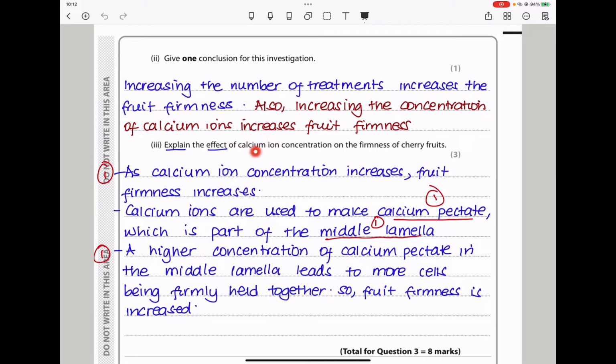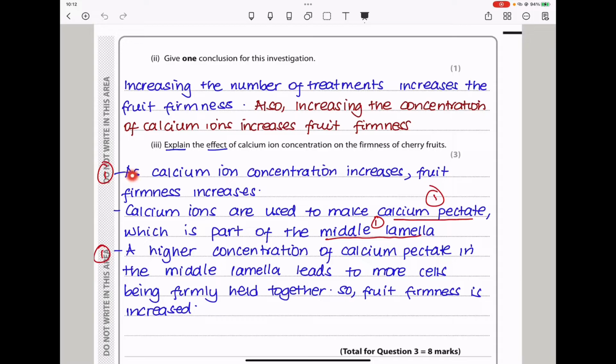Remember, calcium pectate is made out of calcium, and that is found in the middle lamella, where it holds the cells firmly together. Every time they ask you to explain, write a statement and then give a reason as to why that statement is the way it is.